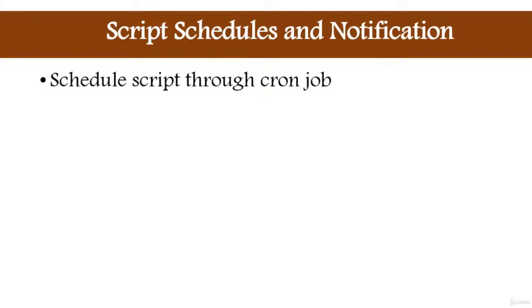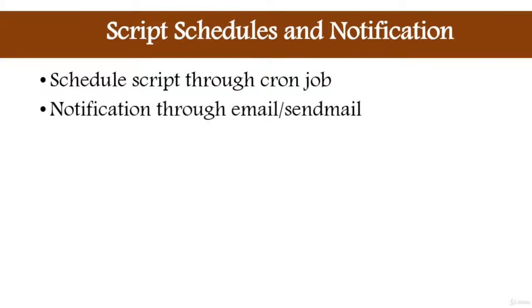A cron job is a process and an automated service in Linux or in Unix flavors that you could specify scripts to run at a certain time. And then we could notify the users or administrators or engineers through email that this script ran, and here's the output of the script.